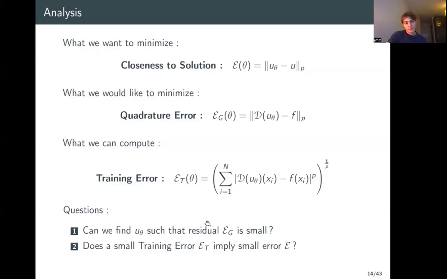That's the first question. Can we find it? This is more of an existence question. If we can't even respond positively to this, then we can't do anything. Now, if we can respond positively to this one, we can ask ourselves the second question, which is, if I make the training error small, does that imply closeness to the solution? These are two questions that I'm going to look at quickly here.